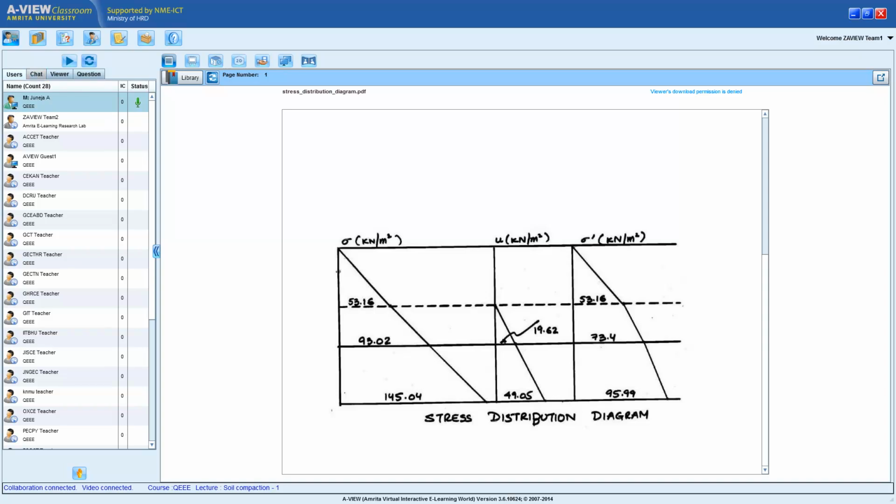Pore water pressure starts from the water table, and it goes down to 49. You have to derive this value. We have done 19.62, and the difference between the two gives the plot of effective stress distribution, right? So please go home and download this and see how it works. Let's look at part B of this question.